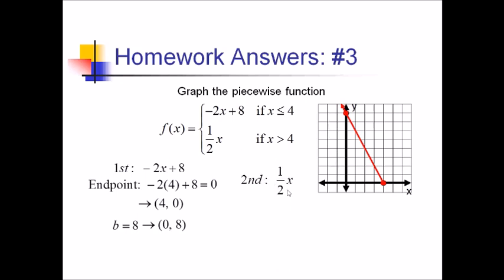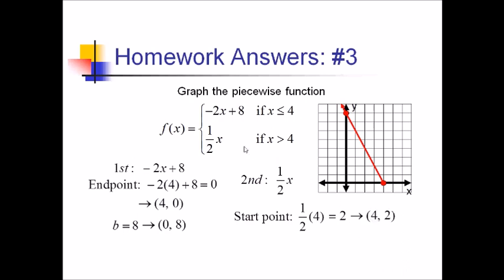So first off, we need to figure out where this thing begins. It begins at the same x value that the other one ends. Let's figure out the y value where it begins at. So if we plug 4 into this second rule, 1/2 times 4, that gives us 2. So that then is the point 4 comma 2.